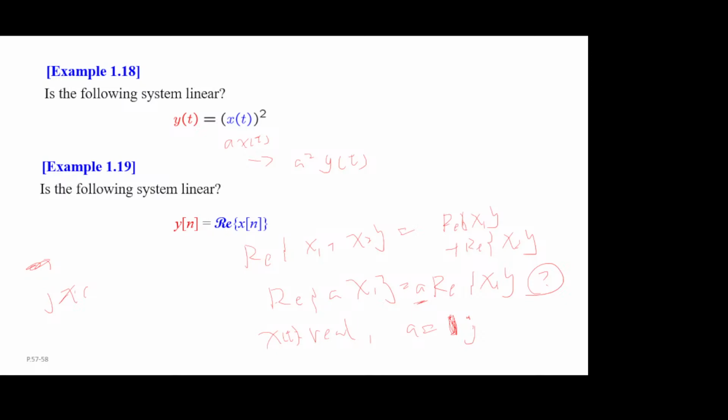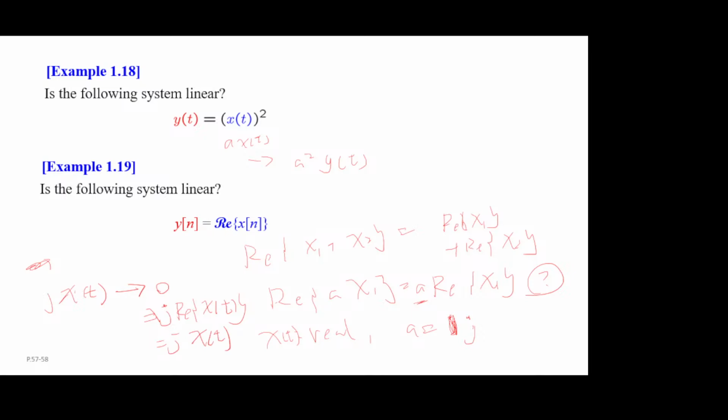j times x of t will go to 0, and this is not equal to j times Re of x, because x is real, so Re of x is already x, which equals j x of t. Okay, yeah.